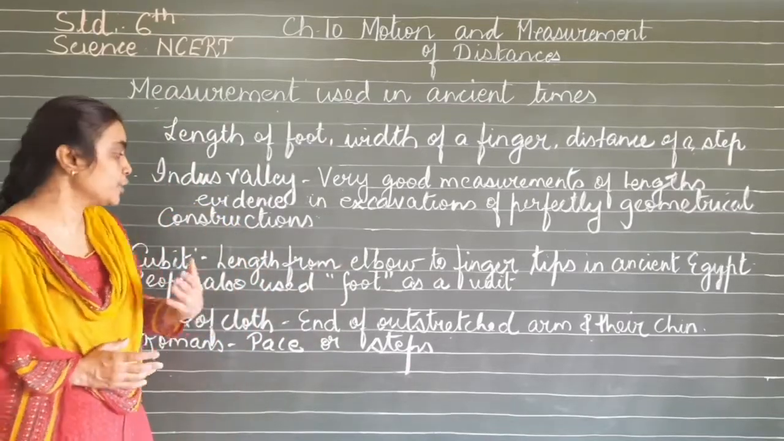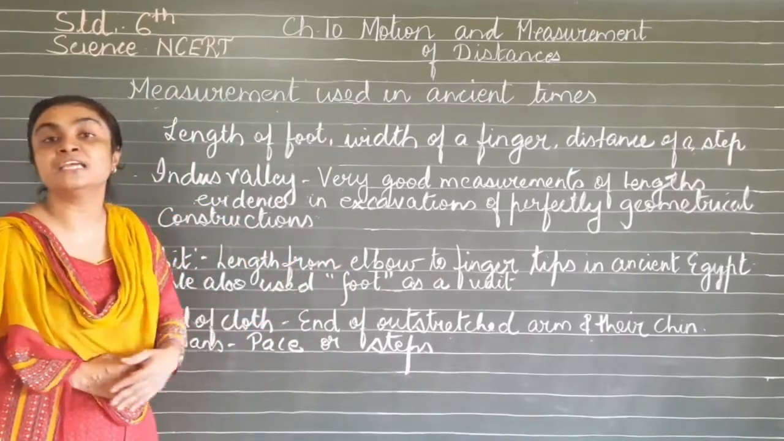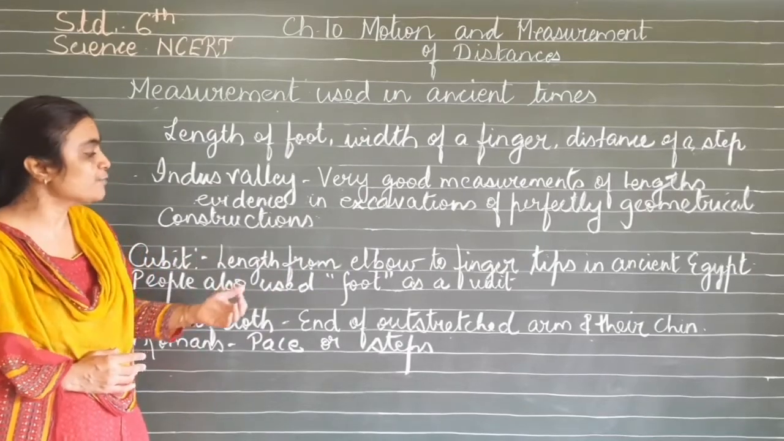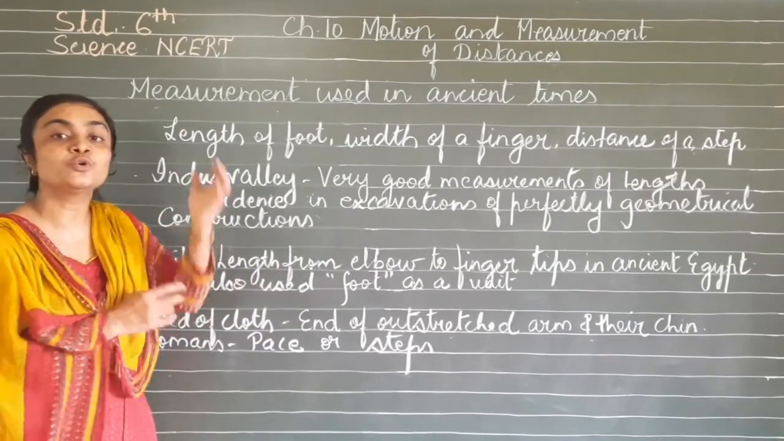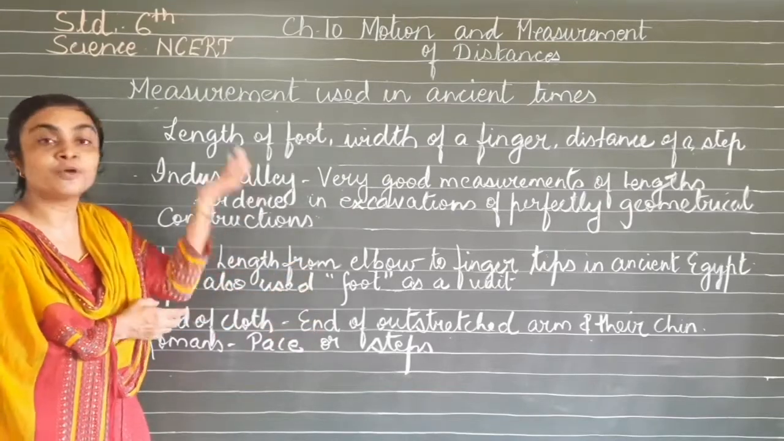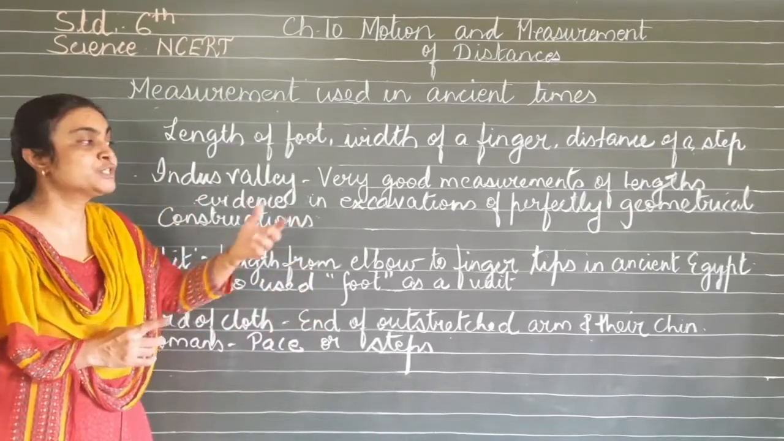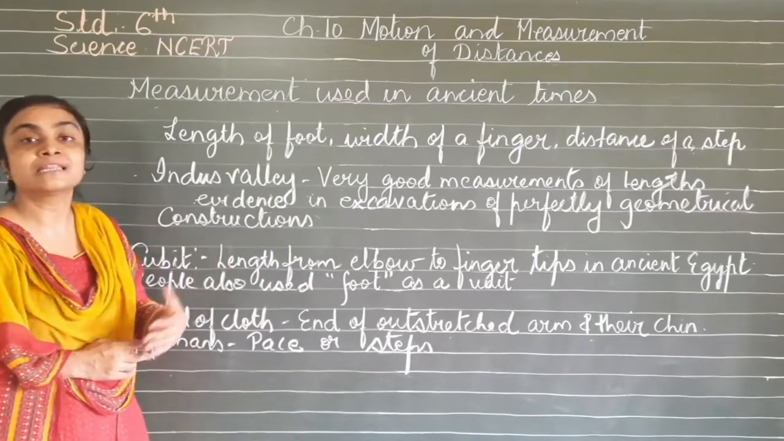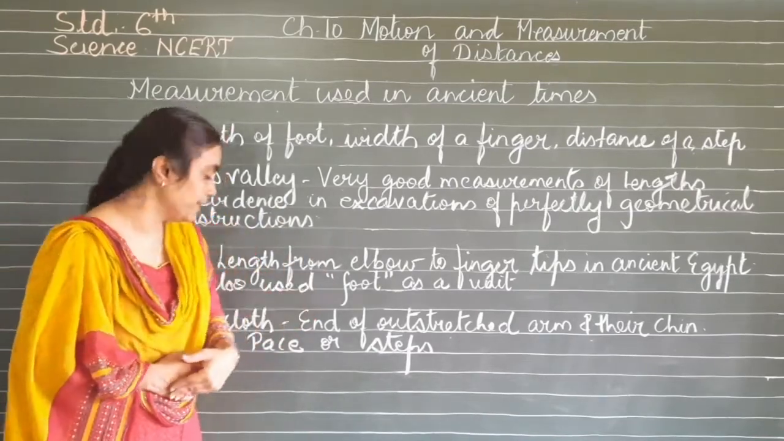Afterwards, what is cubit? Cubit was used in ancient Egypt. It was the length from the elbow to the fingertip. If you want to measure anything with the length from your elbow to the fingertip, which was used in ancient Egypt, that is known as cubit.